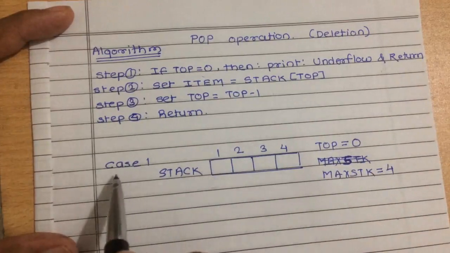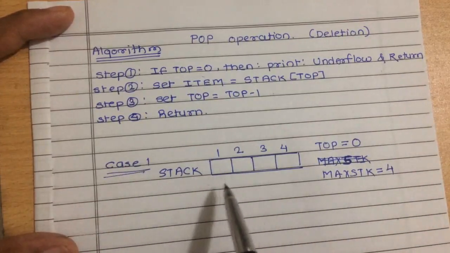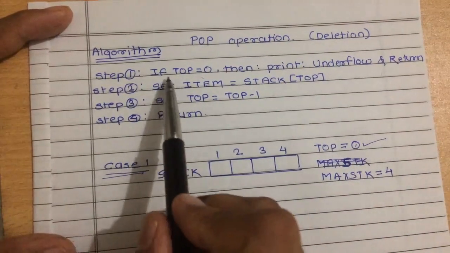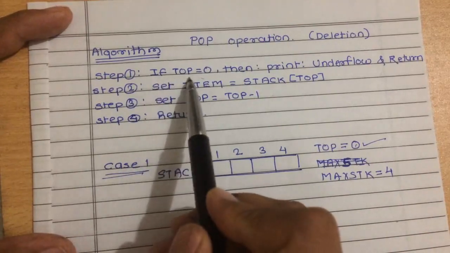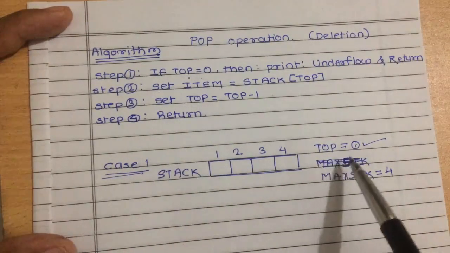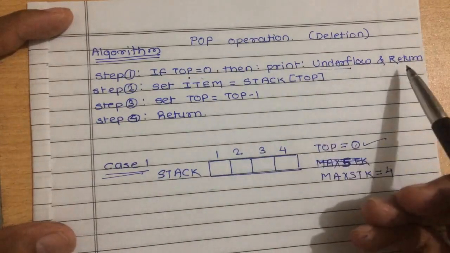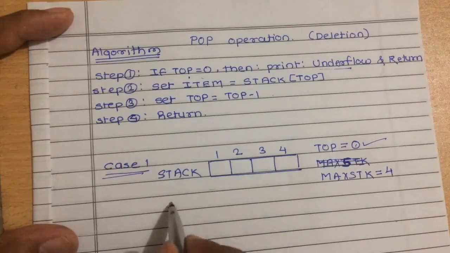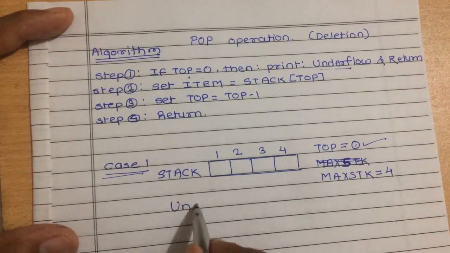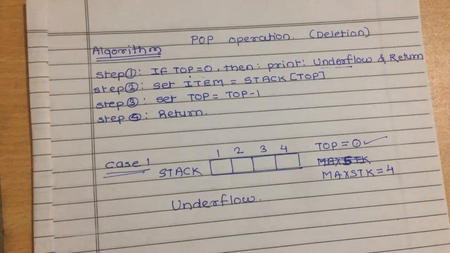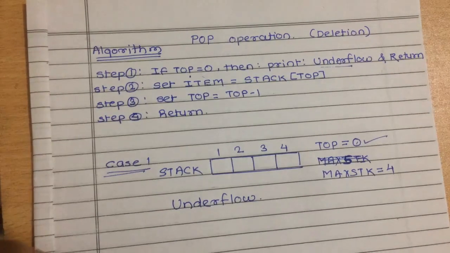So here in this case, first we are going to check the value of top. No element is present, that's why the value of top is 0. So this condition gets satisfied. So it will simply print underflow and return from the algorithm. So in this case we will get the output as underflow and our control will move out of this algorithm. So this is about the first case where no element is present in the stack. So let's consider another case.